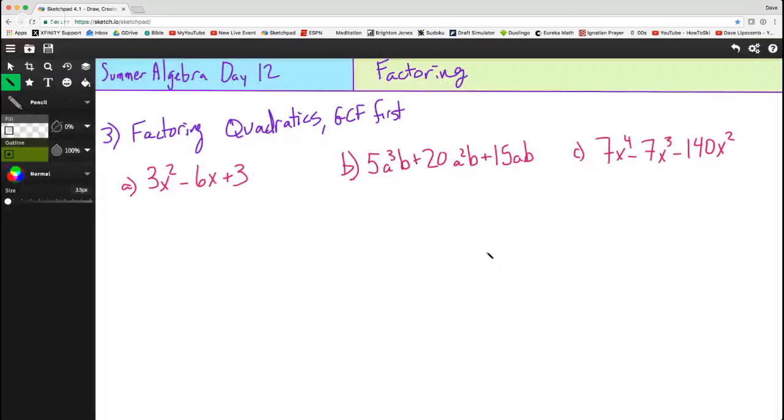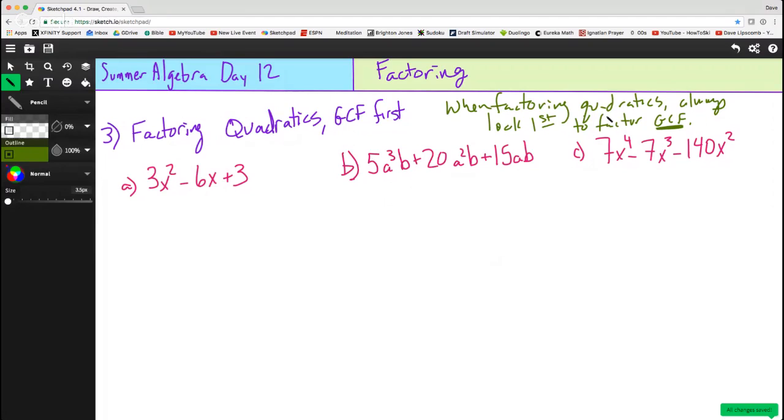Now let's move on. Now we've got to factor. I'm giving you a hint: we've got to do GCF first. So always, when factoring quadratics, always look first to factor the GCF. Always do your GCF first, then do your quadratic. Do not do your quadratic first. It's going to be way easier.